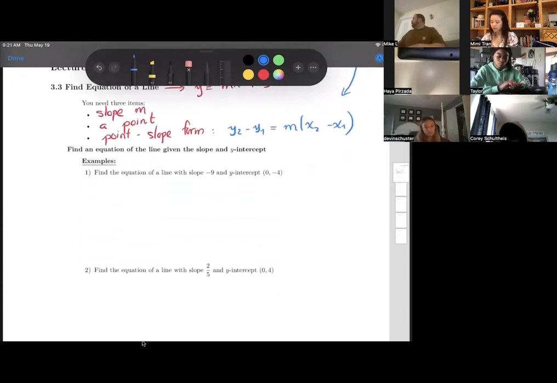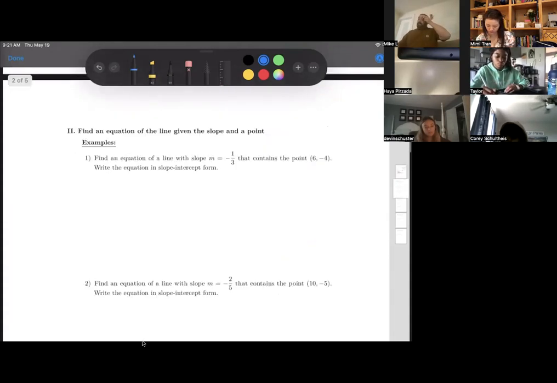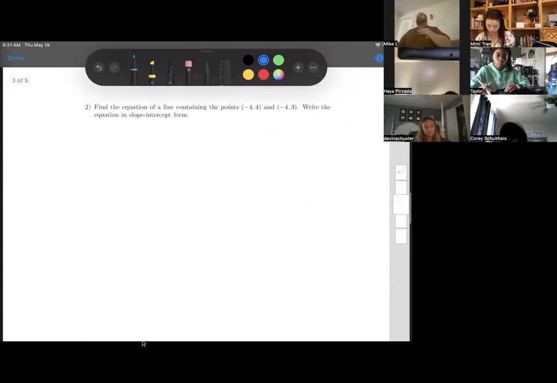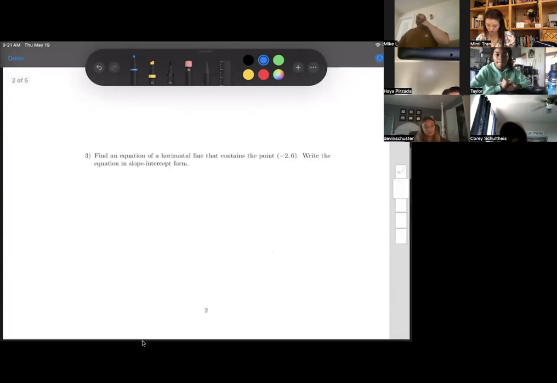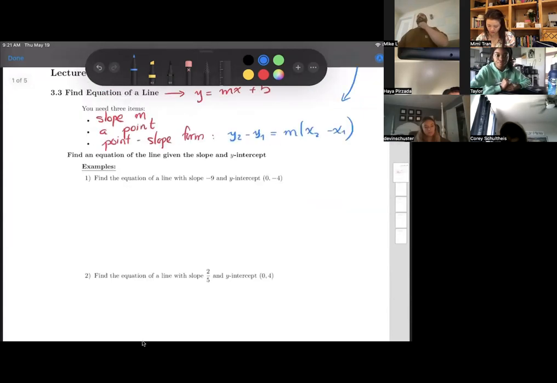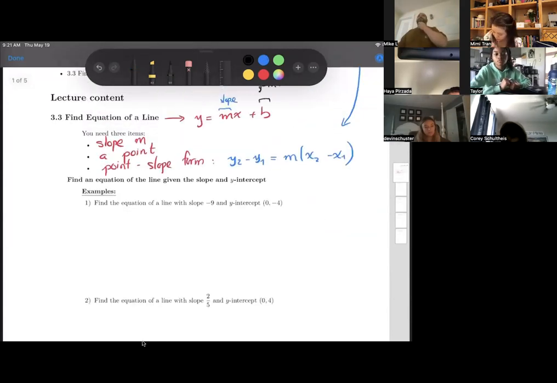So let's go to the example. The first one, I forgot to number it, so the first one should be 1 Roman. Okay. Find the equation of a line given the slope and a y-intercept. So this is the easiest one. If you have something like this on the exam, make sure you don't mess it up because it's the easiest one.